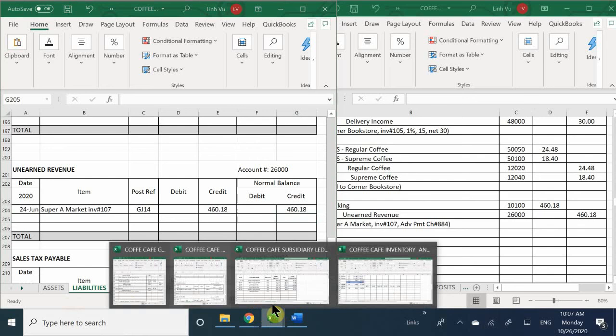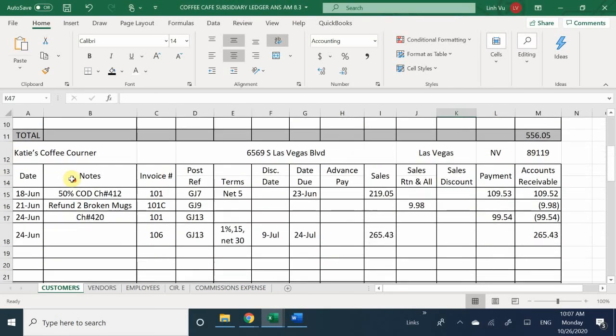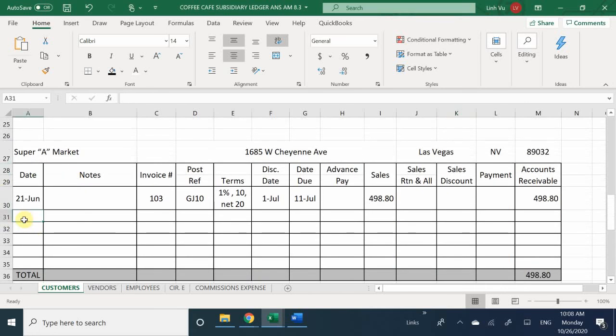Subsidiary ledger. Yes, we need to go to our customers. All right, they should be the very third one. Okay, June 24. So what are you going to place here? I would say advance payment. Okay, good. And the check number, which is 884. And the invoice is 107. I think that was 107?